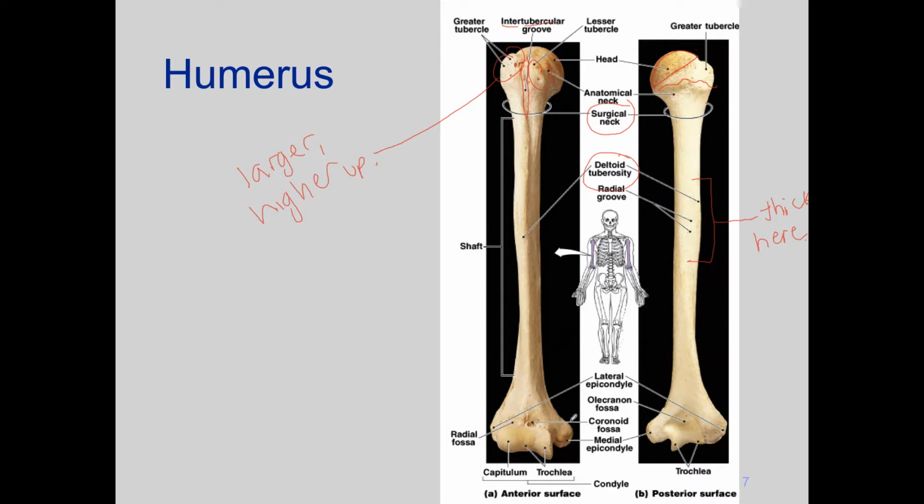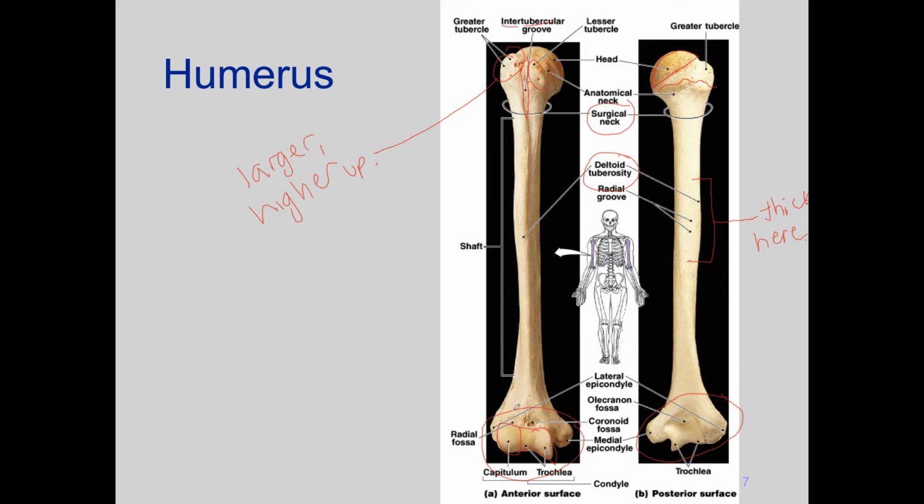Now if you go down here towards the distal end, remember distal means further away from the point of attachment, so in this case distal would be away from the armpit. We've got this bizarre condyle. So this is one condyle and it's divided into the capitulum, which means head, and the trochlea, which means pulley. So these two things articulate with the radius and the ulna, respectively.